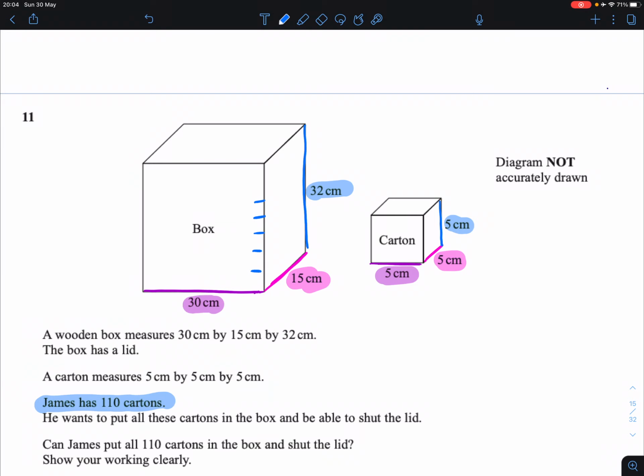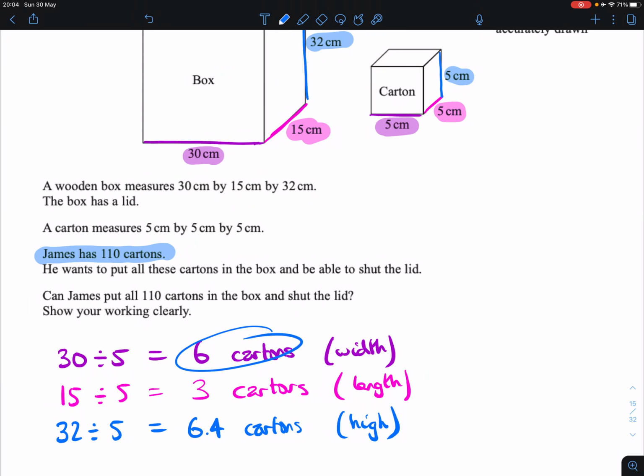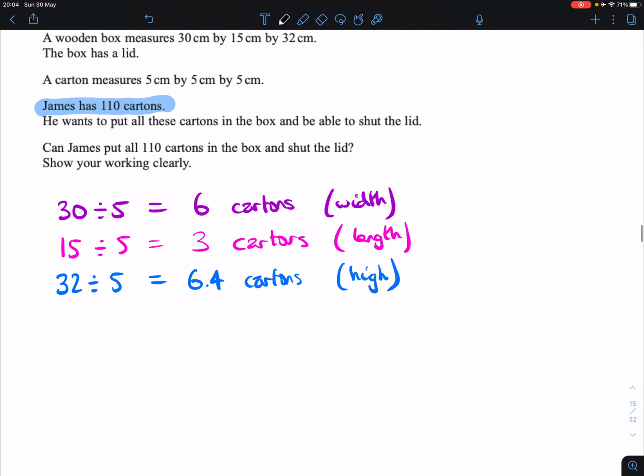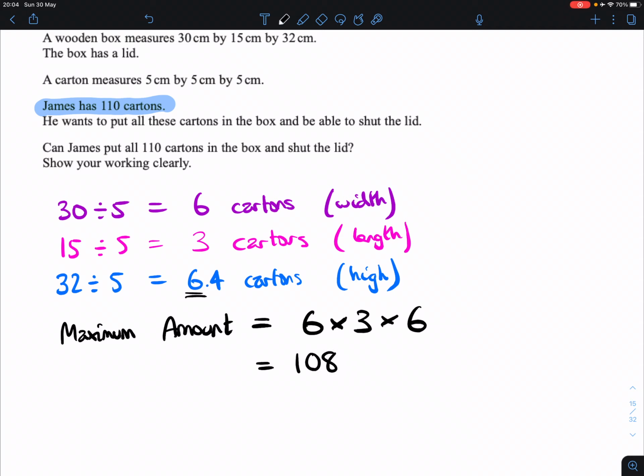Well, if we want to know how many we can get in total, we have 6 cartons across the width, 3 cartons along the length, 6.4 high. So the maximum number of cartons is going to be 6 across multiplied by 3 in length multiplied by 6 in height, because we can't of course have 0.4. If we do 6 times 3 times 6, that will give us 108 cartons. That's how many we can fit in.